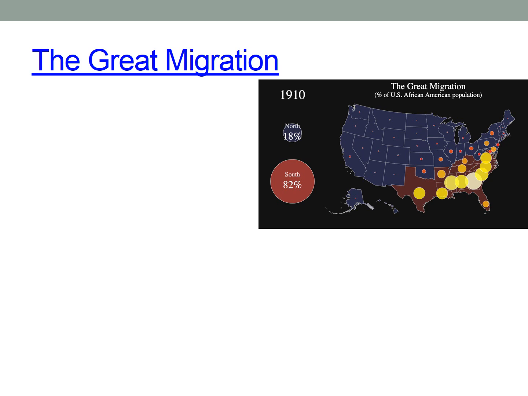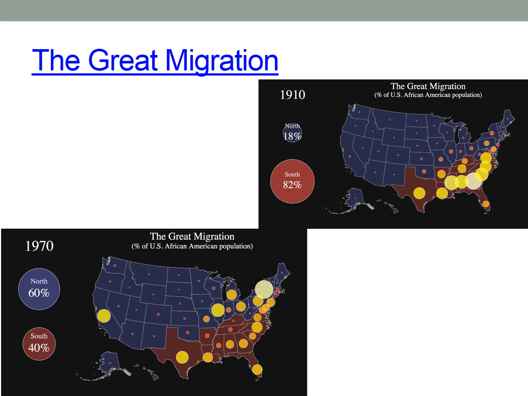Now, between 1910 and 1970, it's estimated that between 5 and 8 million African Americans migrated from the South to northern cities, cities like Chicago, Detroit, and Baltimore, to the point where by the 1970s, 60% of the population of African Americans in the United States were living outside of the South, particularly in northern cities. What you can see, graduated symbol map, is that many moved out west as well, and still 40% were living in the South.